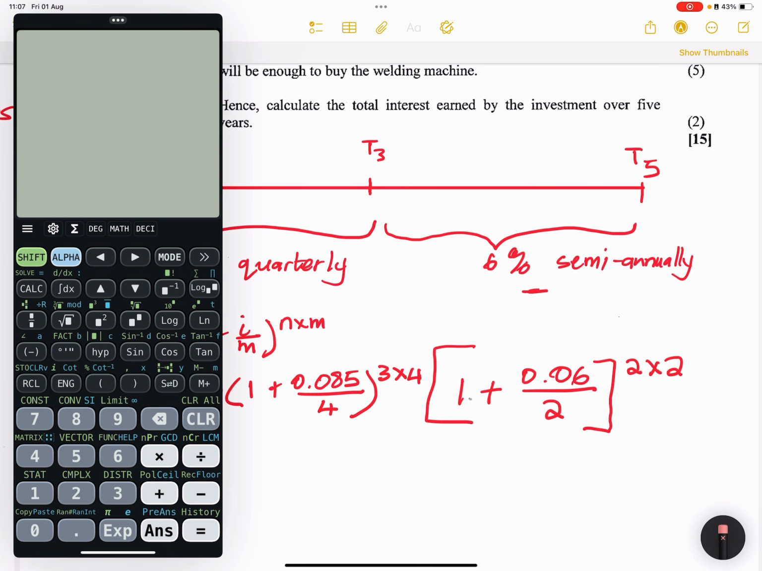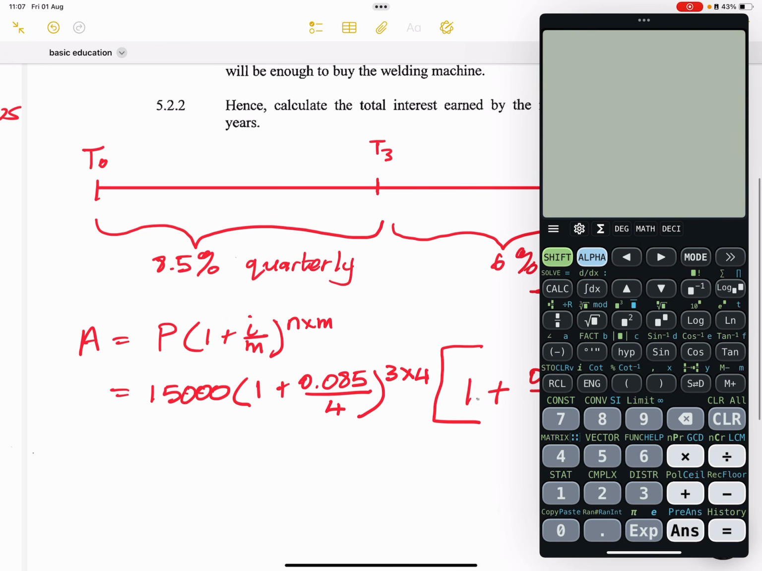And see if it does get to the amount that Timo wants. So we've got 15,000 into 1 plus 0.085 over 4. Please be very careful, guys, on this. When you raise to the exponent, that's 3 times 4, but please don't leave your cursor on the exponent part. So just bring it down.